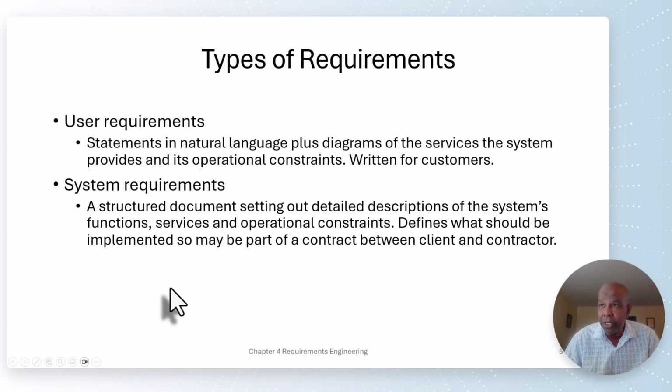There's two types of requirements. There's user requirements, statements in natural language plus diagrams of the services the system provides, and system requirements, a structured document setting out detailed descriptions of the system's functions, the services, the operational constraints. The key thing that most of the time comes out of system requirements is the operational constraints. That and also the aesthetics on how the application actually looks and feels. It defines what should be implemented, so it's part of the contract between the client and the server, it is part of the contract.